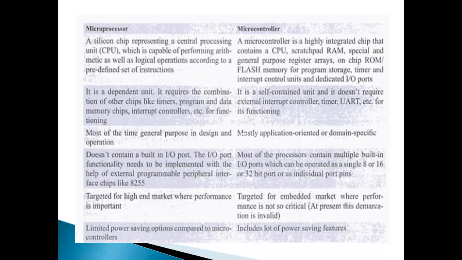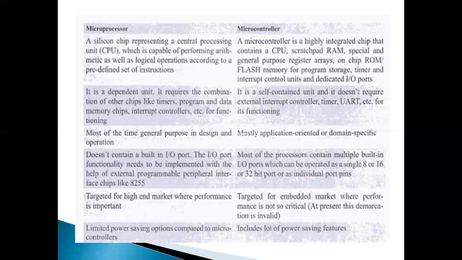It requires all the components like memory. It requires the I/O ports. It requires the other devices. Whereas a microcontroller contains all the components required for the application. It is a self-contained unit, means it contains all the components. Microprocessor is a general purpose design, and microcontroller is an application oriented design, means it depends upon the application.